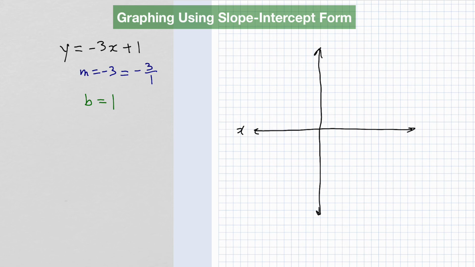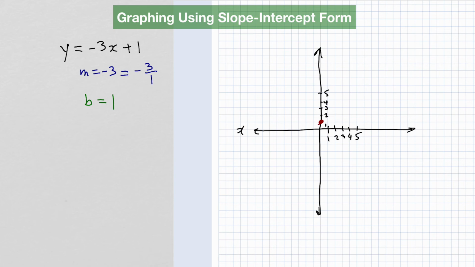Okay, now we always start with our y-intercept, right? And our y-intercept is 1. So we're going to draw a point at 1. Oh, and let me go ahead and label these first. 1, 2, 3, 4, 5. And 1, 2, 3, 4, 5. Okay, so we're going to draw a point at 1, okay, because that's our y-intercept.